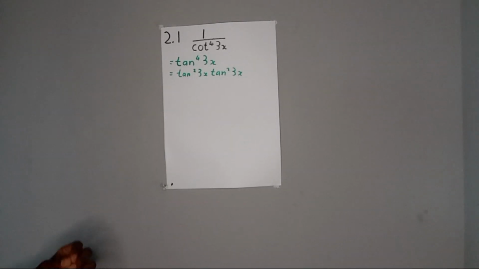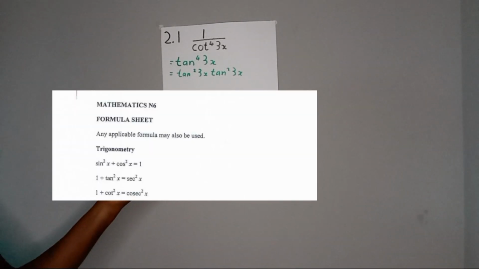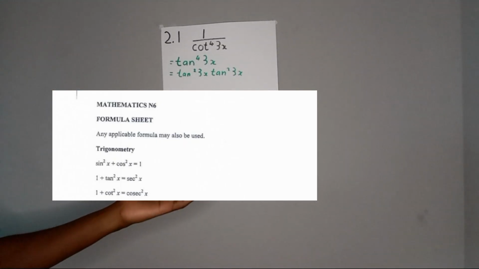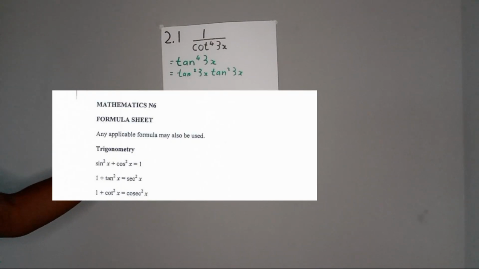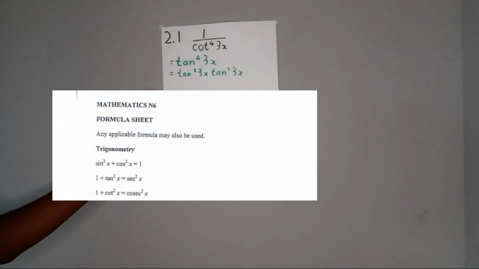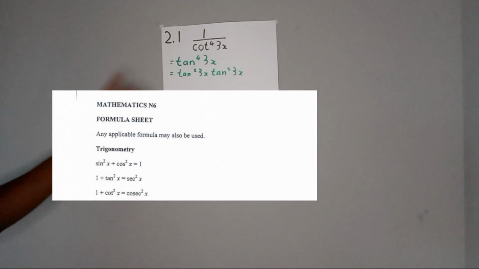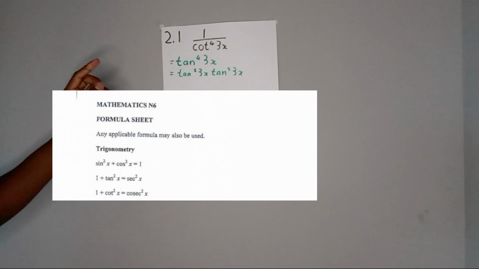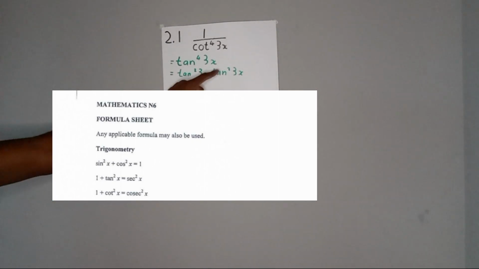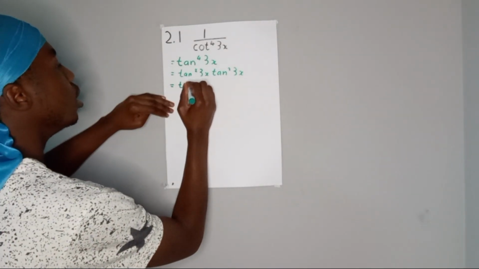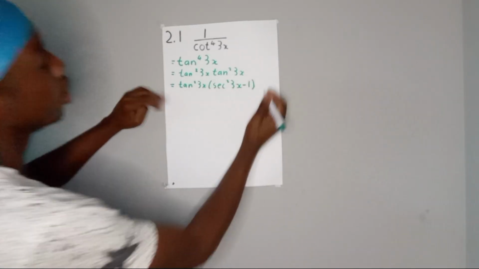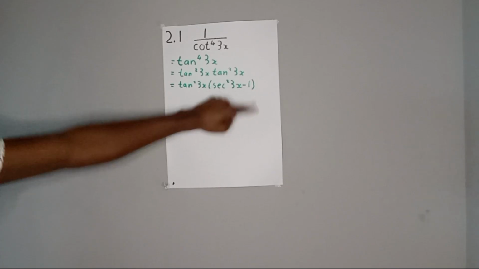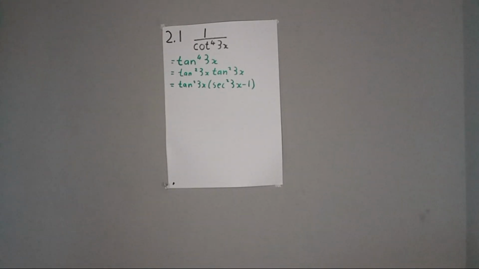Now, when you look at your formula sheet, I'll just get it up right here. You've got 1 plus tan squared 3x is equal to sec squared. All we need to do is move the 1 to the other side, making it sec squared minus 1. So we can convert this to sec squared 3x minus 1. Right, all right. Now what do we do next?